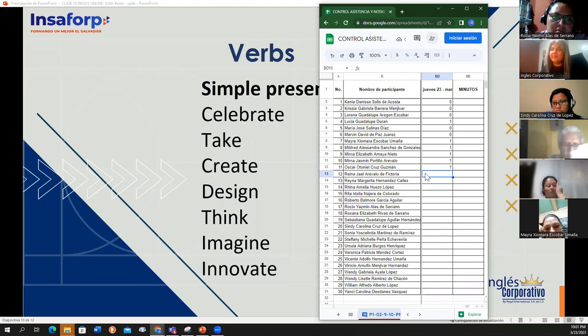Oscar lo estaba llamando ya ratitos, pero andaba ausente usted. Okay. I'm working. Sorry. Okay. Reina Jael. A mí me faltó Reina. Reina Margarita. Presente. Rina. Roberto Balmore. Tampoco. Rocío Yasmín. Present. Roxana Elizabeth. Roxana.